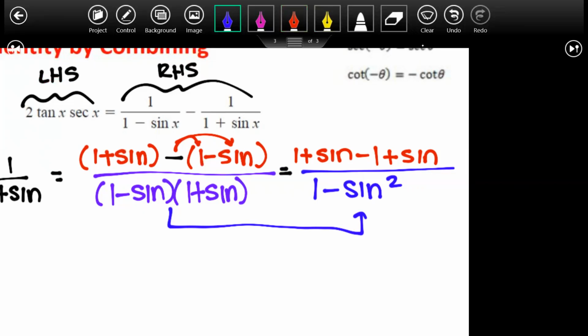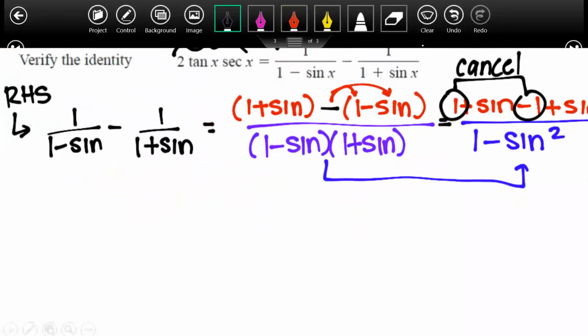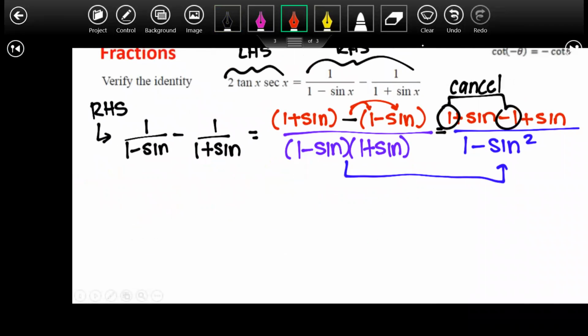And then what happens to my value here? What happens to the ones? Plus 1 and minus 1, they cancel. That's a bad way of looking at it, but they cancel. Okay. What is sine plus sine? Not sine, not multiplying. 2 sine. 2 sine over 1 minus sine squared.